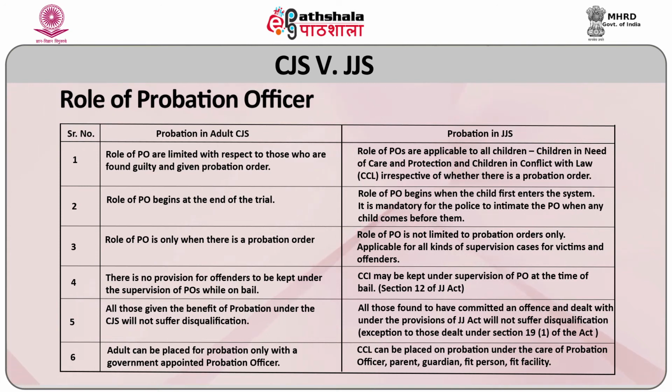In the criminal justice system, an adult can be placed on probation only with a government-appointed probation officer. However, in the juvenile justice system, the CCL can be placed on probation under the care of a probation officer, parent, guardian, fit person or a fit facility.